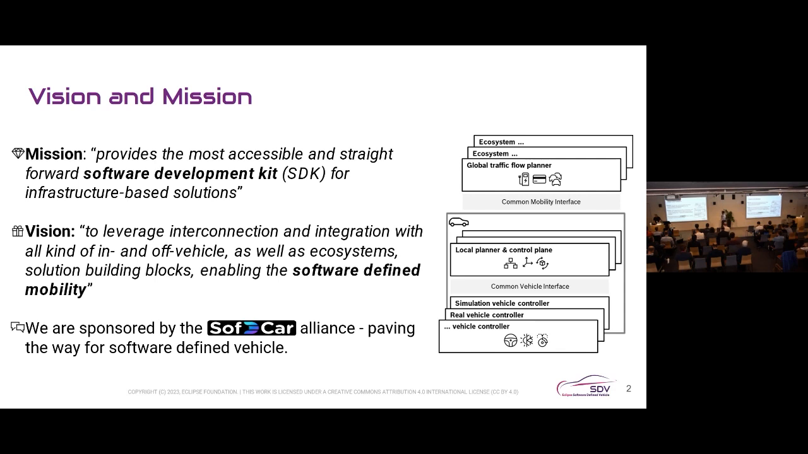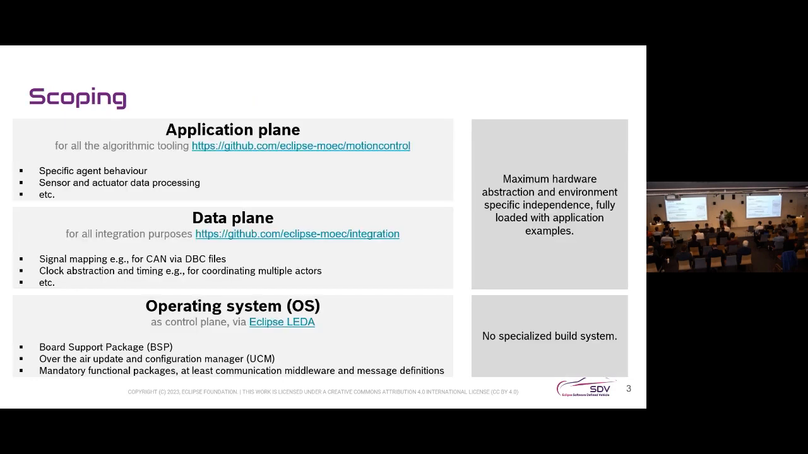We are sponsored by the Software Defined Car Alliance. We are thankful for that, which is paving the way for software defined vehicle progress. This is the vision and mission, and moving on, the scope is that we are going to have 3 different planes: an application plane, a data plane, and an operating system plane. As I mentioned, the application plane is for all the algorithmic tooling where specific agent behaviors would be hosted. For example, we provide algorithms at the application level at this layer.